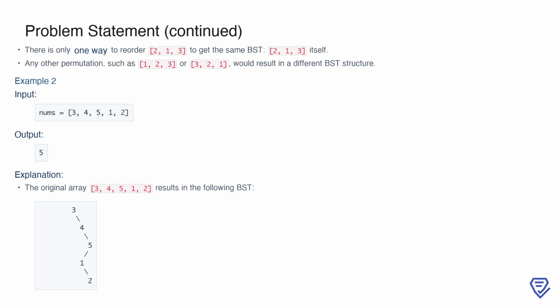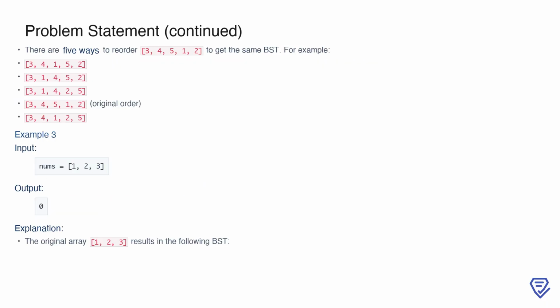Now, let's look at a larger example: nums equals 3, 4, 5, 1, 2. When we build the BST, 3 is the root. 4 is inserted to the right of 3, 5 to the right of 4, and then we insert 1 into the left subtree of 3, followed by 2 into the right subtree of 1. This creates a BST that is slightly more complex, with 3 as the root, a deep right subtree, and a smaller left subtree under 1. For the array nums equals 3, 4, 5, 1, 2, there are 5 different ways to reorder the array while preserving the structure of the original BST.